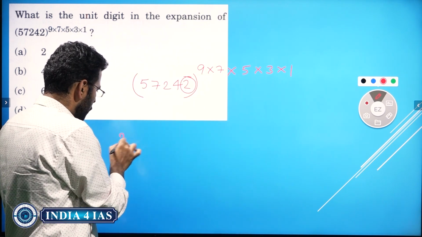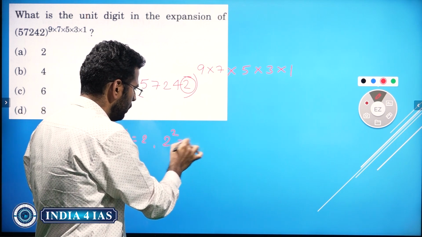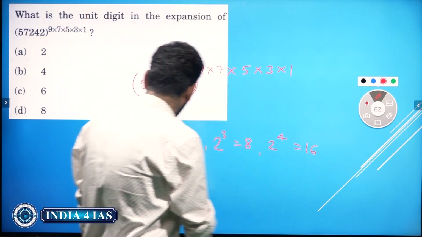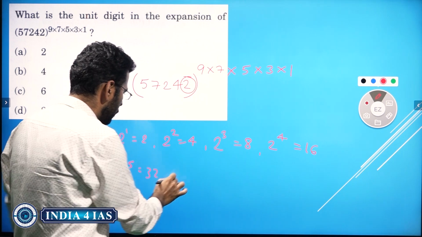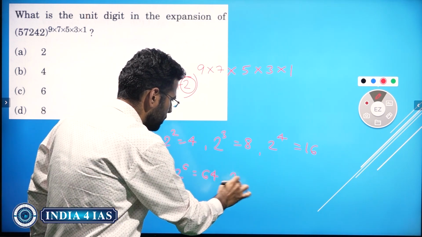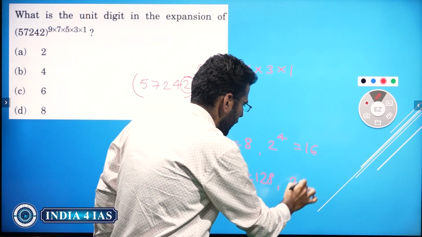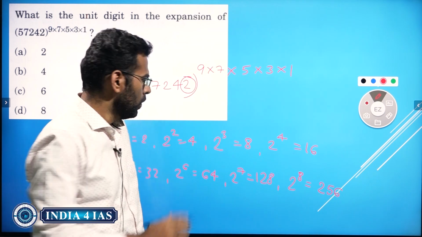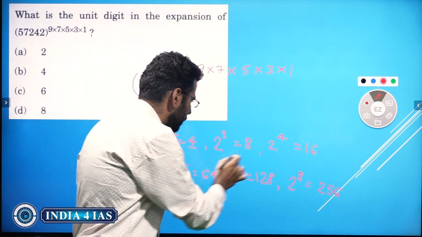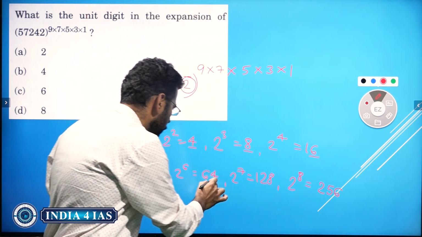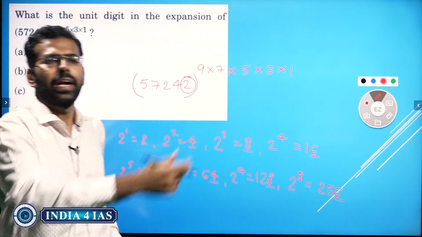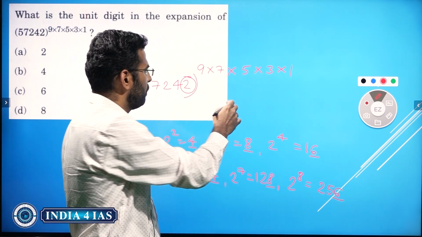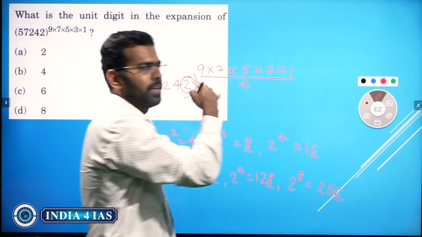That means 2 to the power of 1 is 2, 2 to the power of 2 is 4, 2 to the power of 3 is 8, 2 to the power of 4 is 16, then 2 to the power of 5 is 32, 2 to the power of 6 is 64, 2 to the power of 7 is 128, then 2 to the power of 8 is 256. Correct. So the unit digit of exponentials of 2 is always 2, 4, 8, 6, 2, 4, 8, 6, like that. So it has a cyclicity of 4, we say.